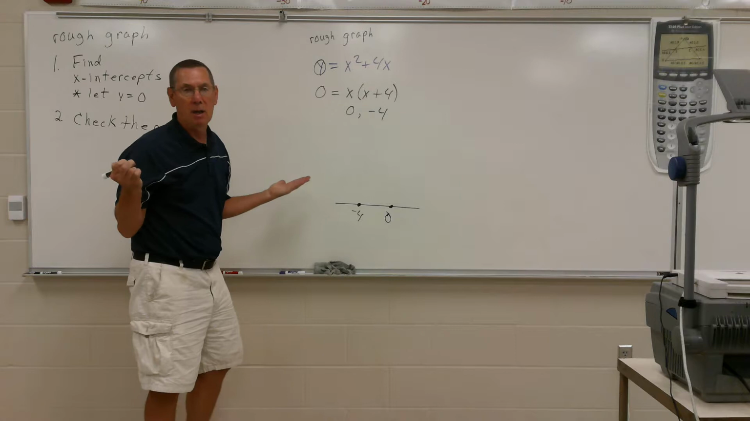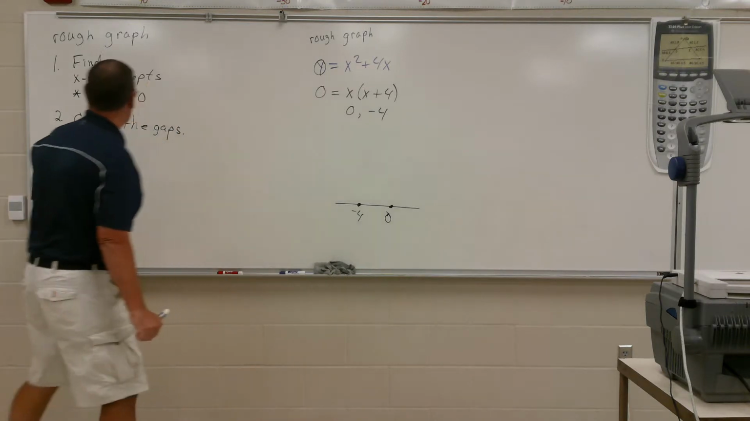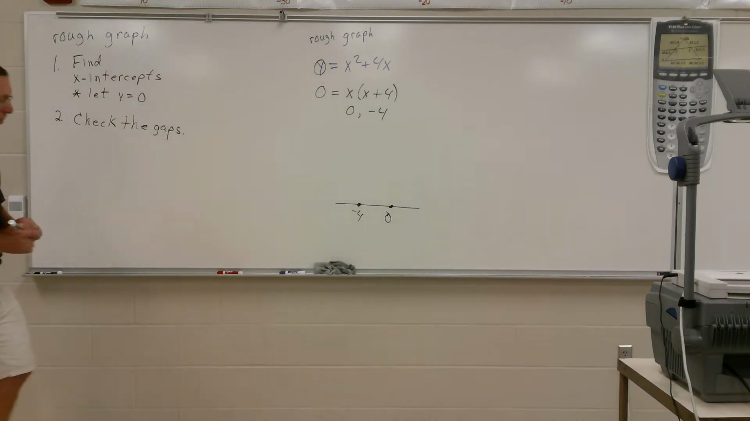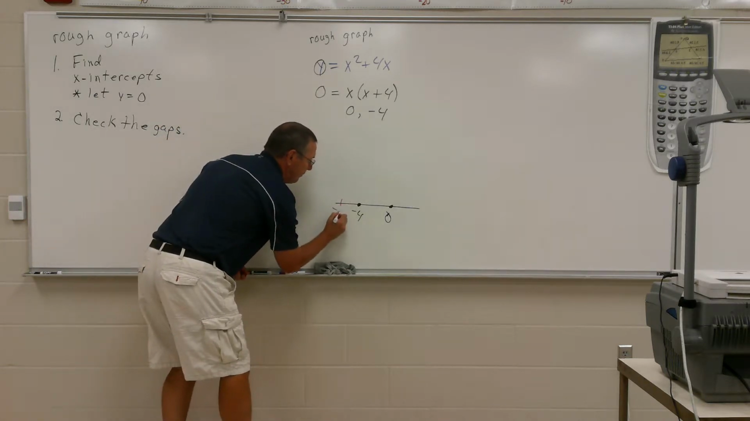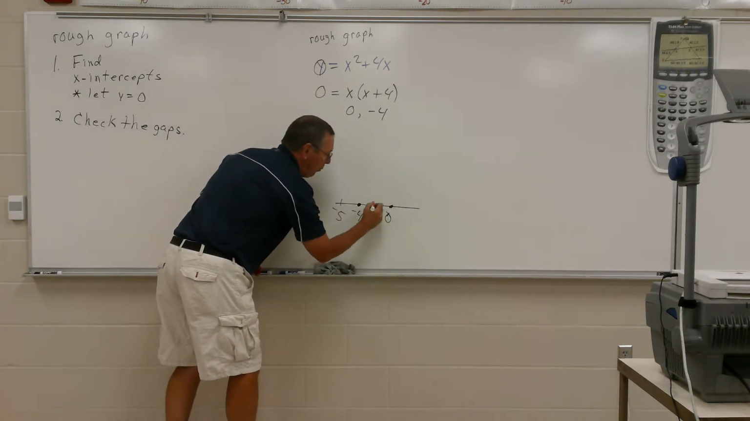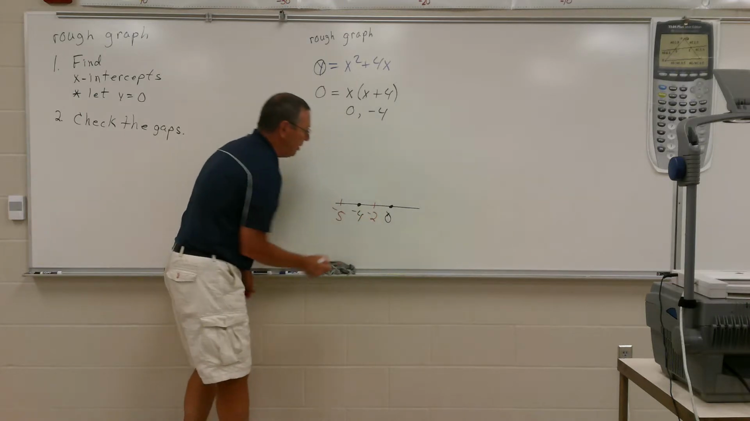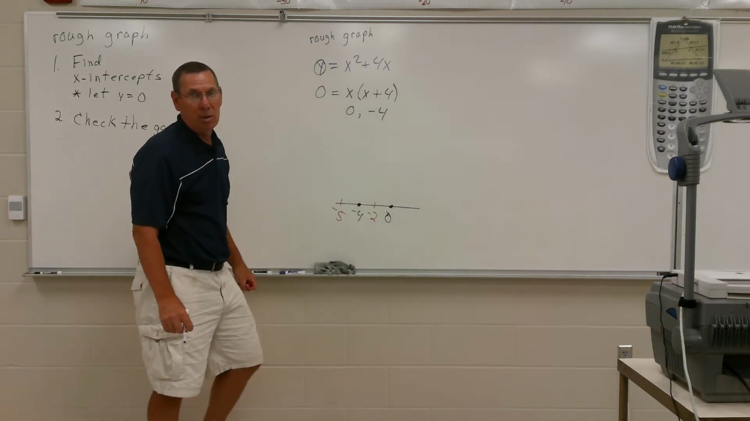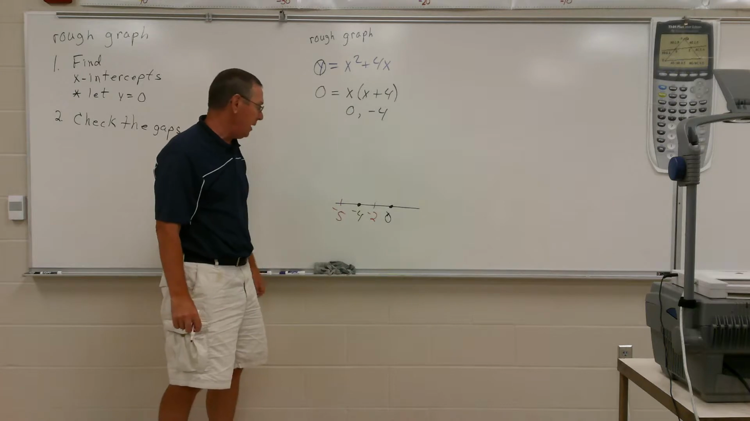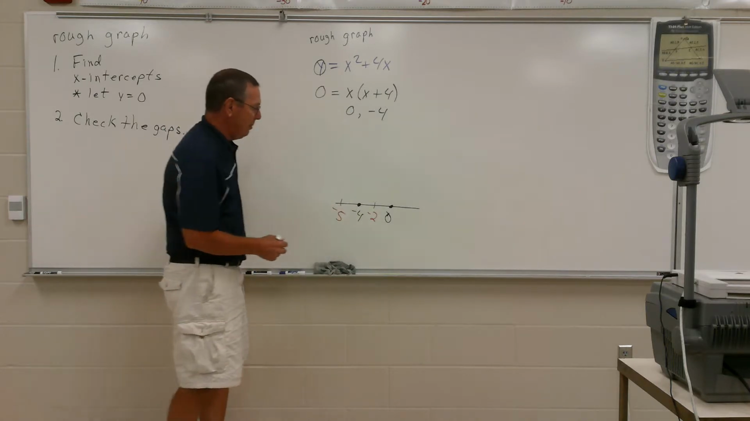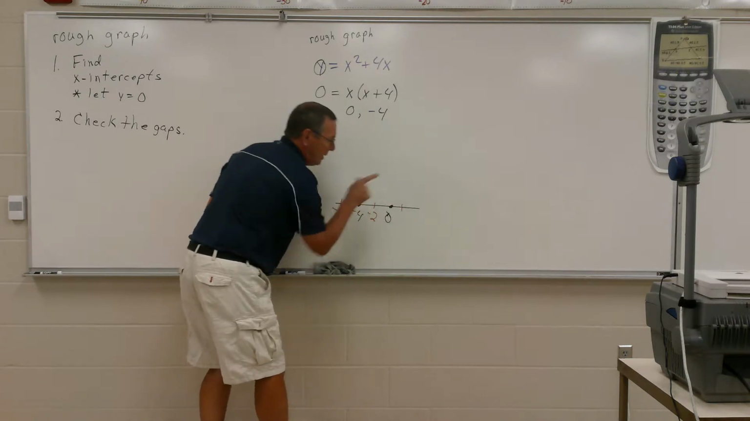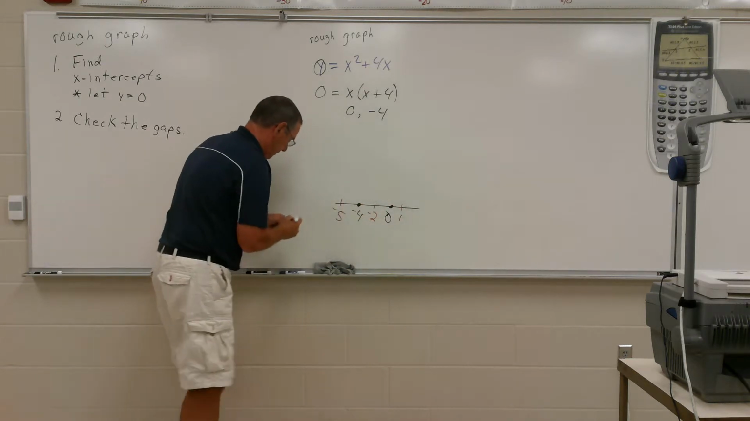Okay, now we just have to follow our notes, that's all. Our notes tell us over here, now we're going to check the gaps. Something on this side of the -4, how about -5? In between -4 and 0, how about -2? You can use -1, you can use -3, you can use -0.7, you can use -3.999999 if you want, just something in that gap. Something on that side of the 0, how about if I use a 1?